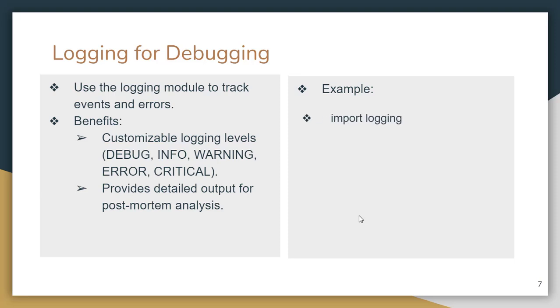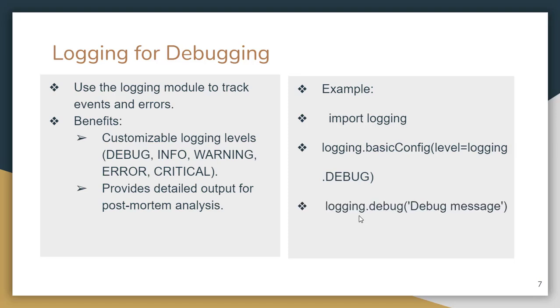Let's see an example. First you have to import the logging module. Then logging.basicConfig. This is a basic configuration function. Under this function, you have to provide a parameter level equal to logging.DEBUG. Then logging.debug, and using this function you can display any message. Here I am displaying a debug message.